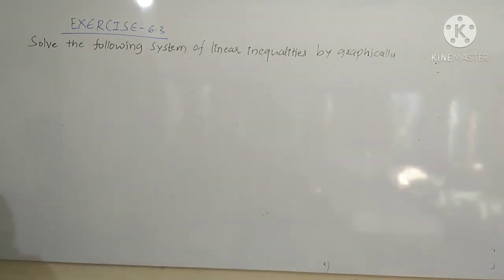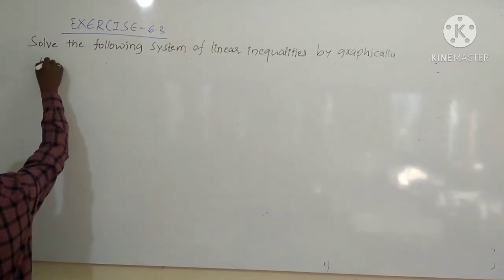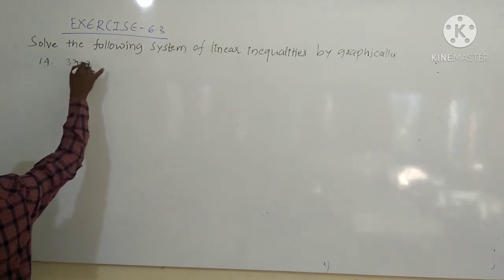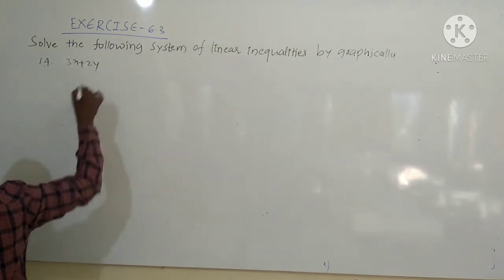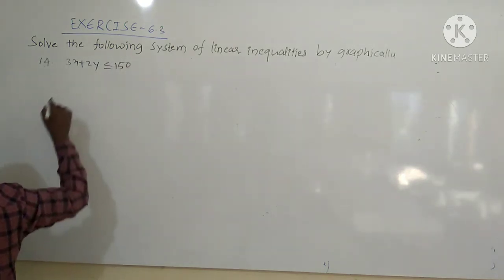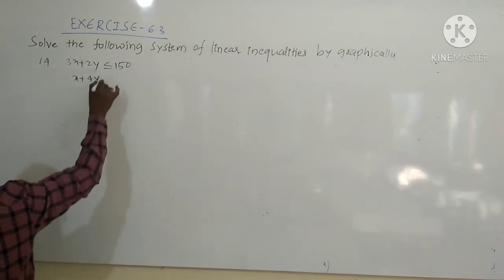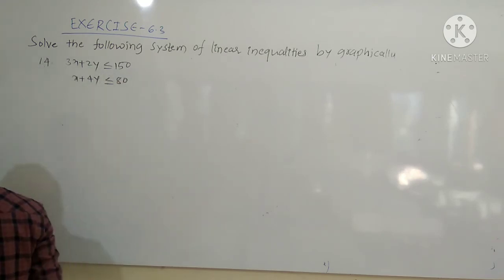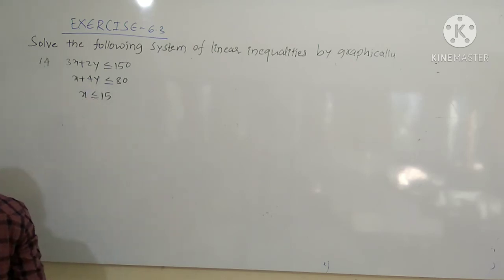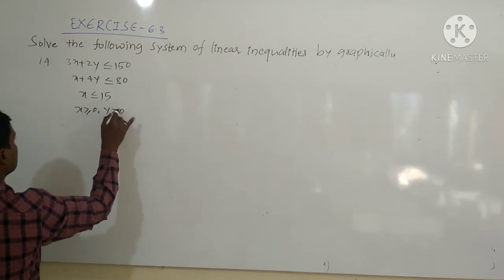Okay, question number 14. 3x plus 2y is less than or equal to 150. Here it is x plus 4y is less than or equal to 80. Here it is x less than or equal to 15. And x more than or equal to 0, y more than or equal to 0.